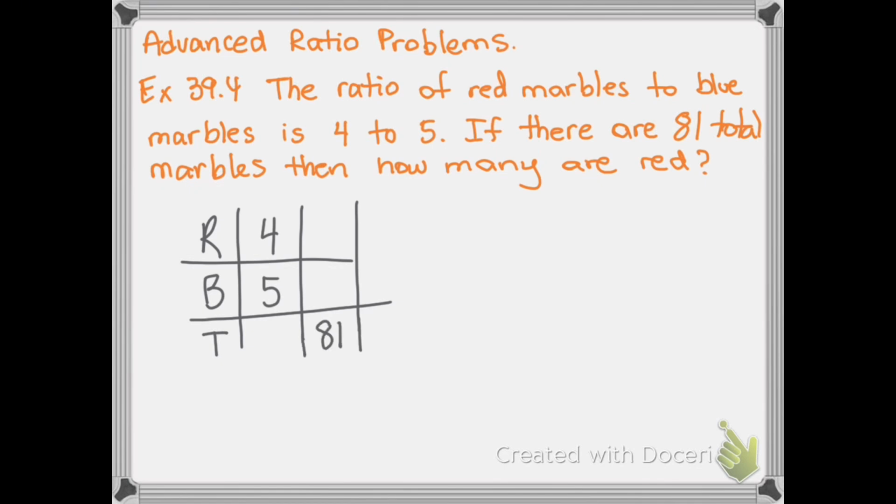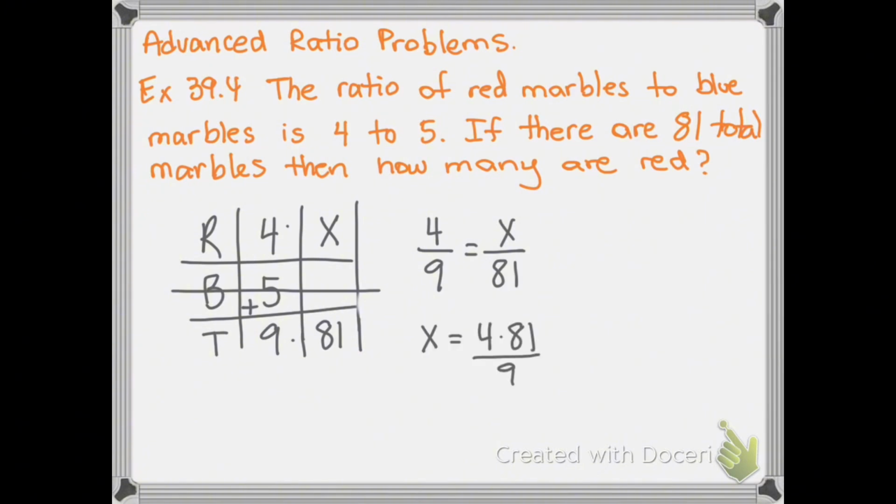So 81 goes here. Now to find this number here, what we have to do is add 4 plus 5, and that is 9. Then the question says, how many are red? So I put my x here. And with that ratio box, it's really easy to create our proportion and solve this problem. So remember, we're just going to ignore the 5, and we're going to put 4/9 in the same order that is here, x over 81. And to find x, we cross multiply and simplify. So there are 36 red marbles.